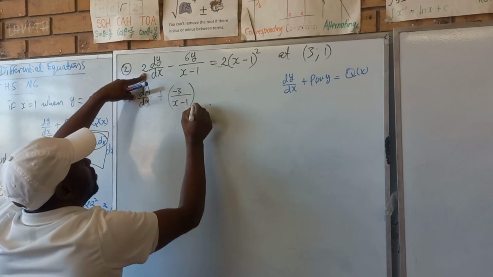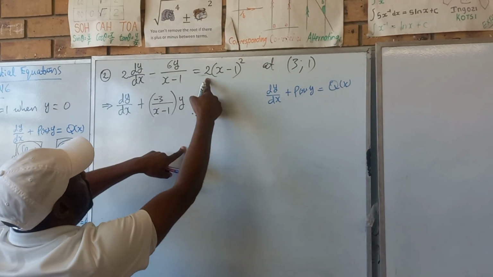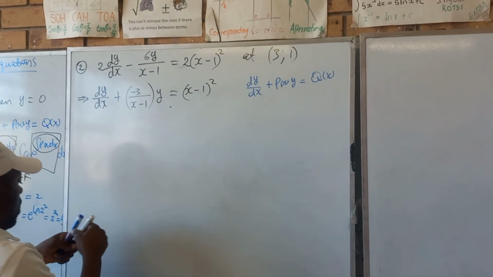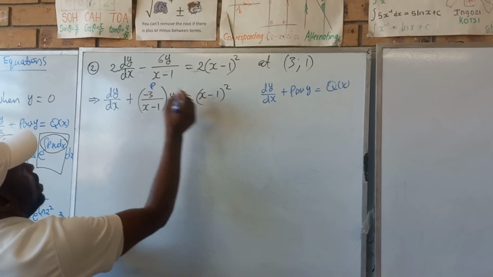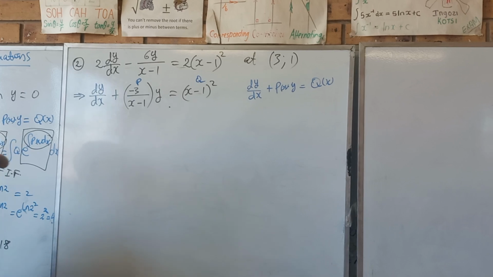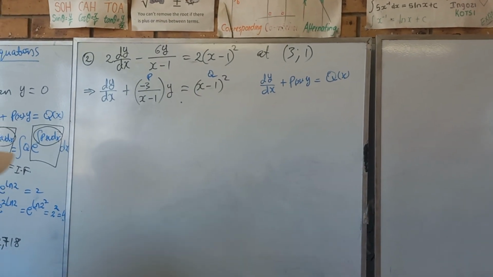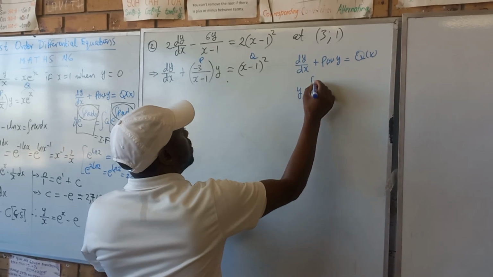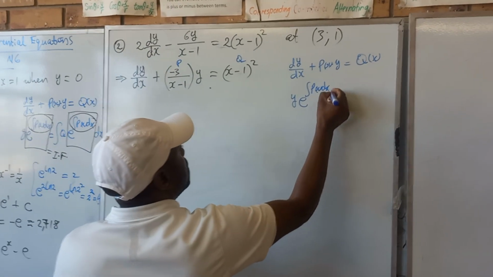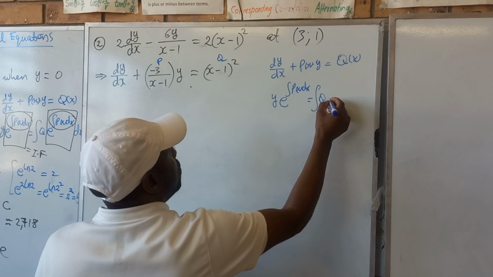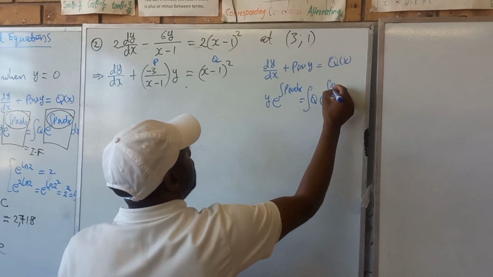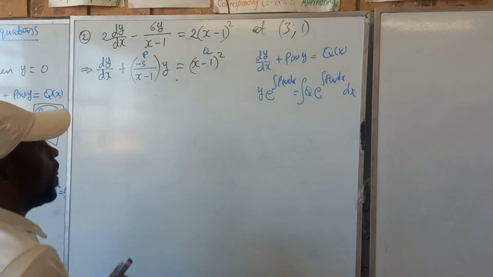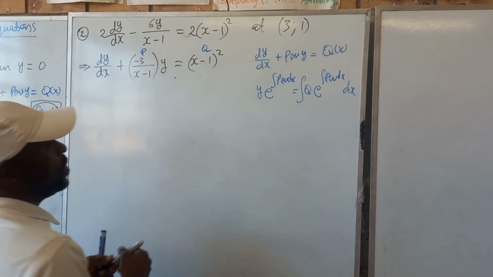And I get my x minus 1 times y. Also divide that side by 2, I'm left with x minus 1 squared. So here I get my p, and then I get my q. So I'm now ready for the next formula, which is y e to the power integral of p, a function of x dx, is equal to the integral of q times e again, the integral of p, a function of x dx, then all that dx.